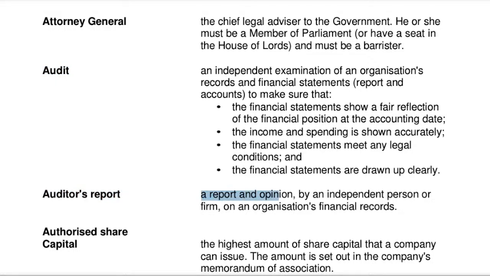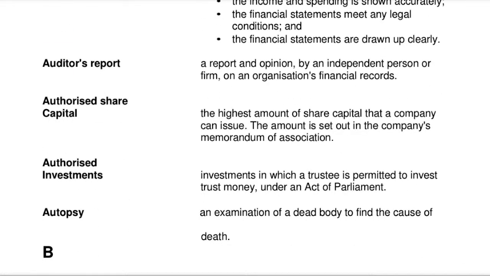Auditor's report, a report and opinion by an independent person or firm on an organization's financial records. So these are one particular kind of audit and auditor's report. There's many kinds of audits, and financial is one of many. Authorized share capital, the highest amount of share capital that a company can issue. The amount is set out in the company's memorandum of association. Authorized investments, investments in which a trustee is permitted to invest trust money under an act of parliament. An autopsy, an examination of a dead body to find the cause of death.